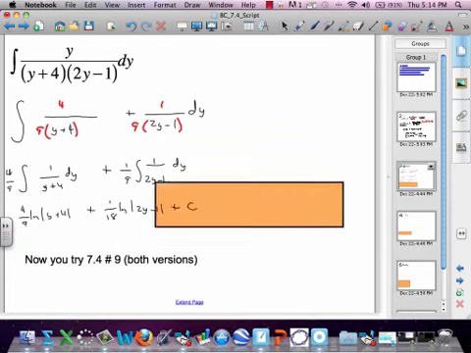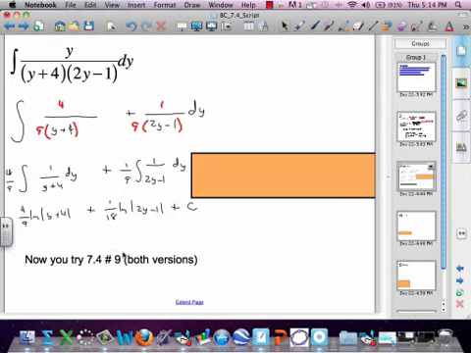Alright, so for your first problem, try 7.4 number 9, both versions. It's very similar to this one right here. Pause the video, and when you're ready, we'll resume with the next stage of the process.